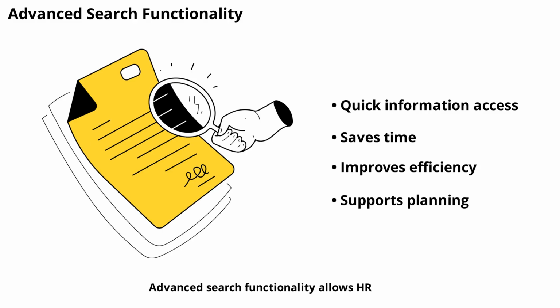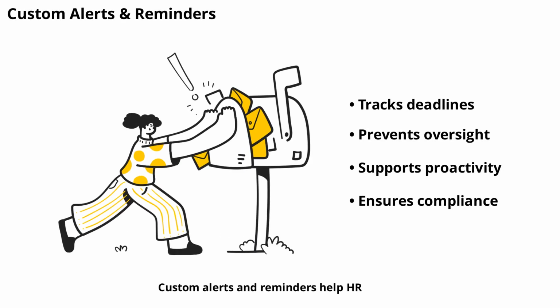Advanced search functionality allows HR to quickly find employee records, skills, or documents. This saves time, improves efficiency, and supports resource planning by making critical information readily available. Custom alerts and reminders help HR stay on top of important deadlines, such as contract renewals, training expirations, or compliance checks. These notifications ensure that nothing falls through the cracks and that resource planning remains proactive.